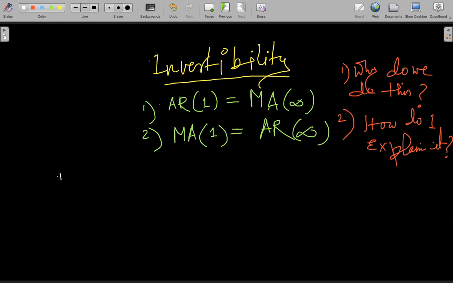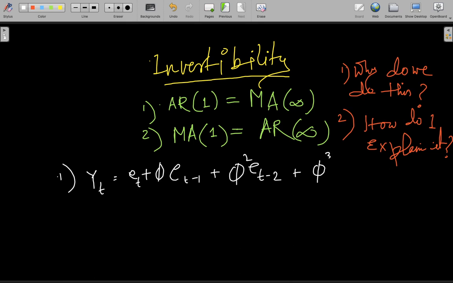In the first case, what we got was our Y_t in our AR series is equal to epsilon_t plus phi epsilon_{t-1} plus phi squared epsilon_{t-2} plus phi cubed epsilon_{t-3} and so on, right? Which, if I compare it to the AR1 series, is basically phi Y_{t-1} plus epsilon_t, okay?